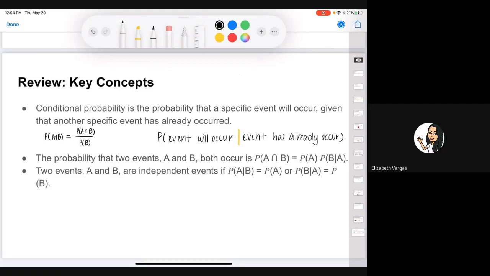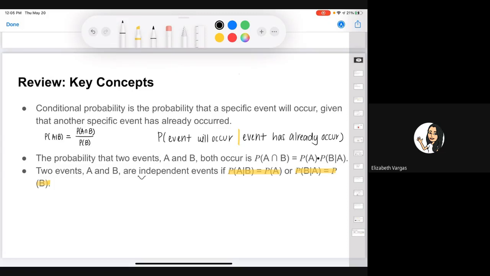The next thing that we looked at was the probability that two events A and B will occur, for which we use our multiplication equation, which looks like this. And then lastly, we learned that two events A and B are independent if, whenever we calculate the conditional, it is equal to the probability that the event will occur. For example, the probability that given event B has occurred, I will get A is equal to the probability that I will get A by itself.